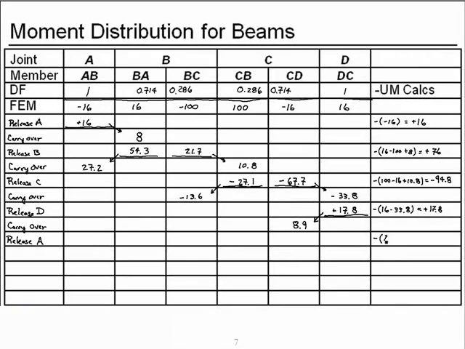And my unbalanced moment is 27.2 foot kips, so I have a negative 27.2 to distribute back, and my distribution factor is a plus 1, so I get the negative 27.2, which brings this node into equilibrium. We clamp it back down, but there is a carryover to the other end of member AB of negative 13.6 foot kips.